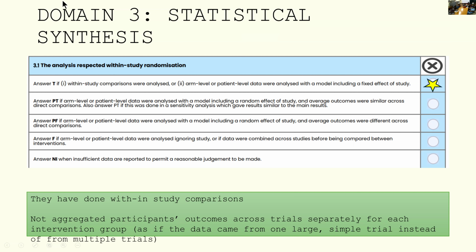So that's good. What happens is sometimes the people who conduct the network meta-analysis might just pool everything, all the comparisons together, and just look at the overall effects. You shouldn't do that. You should actually calculate for every individual study and then pool it together. So they have respected within study comparison.